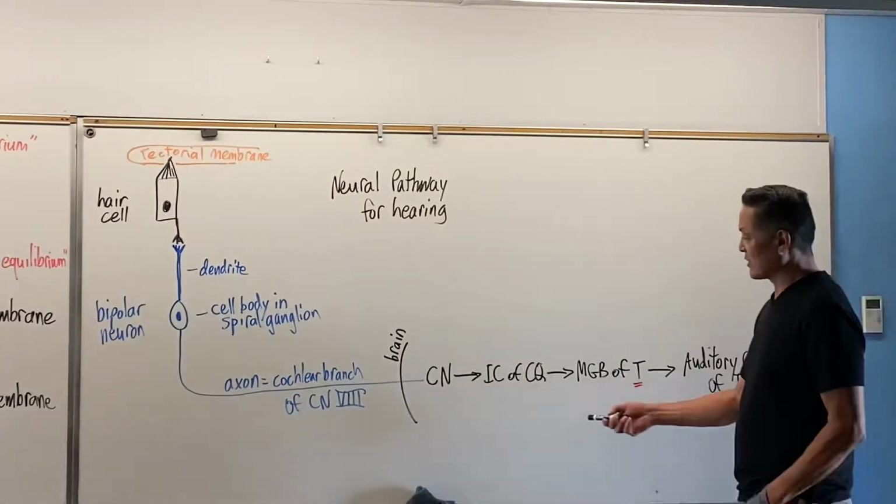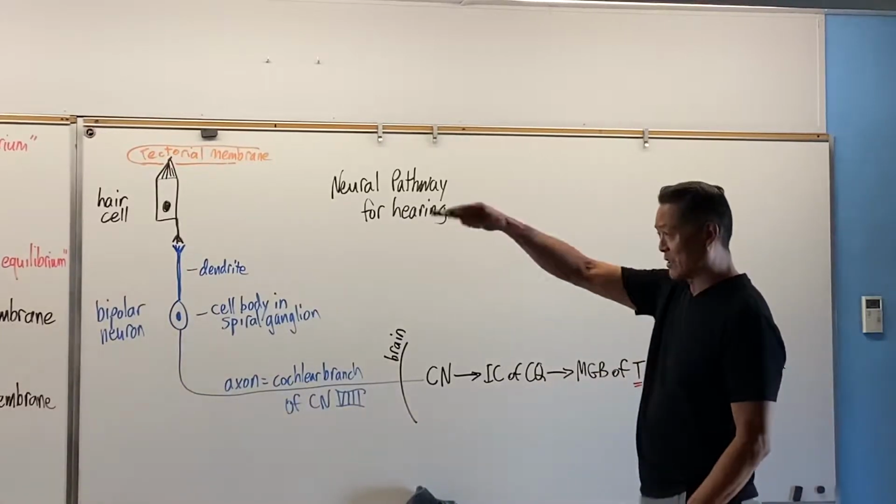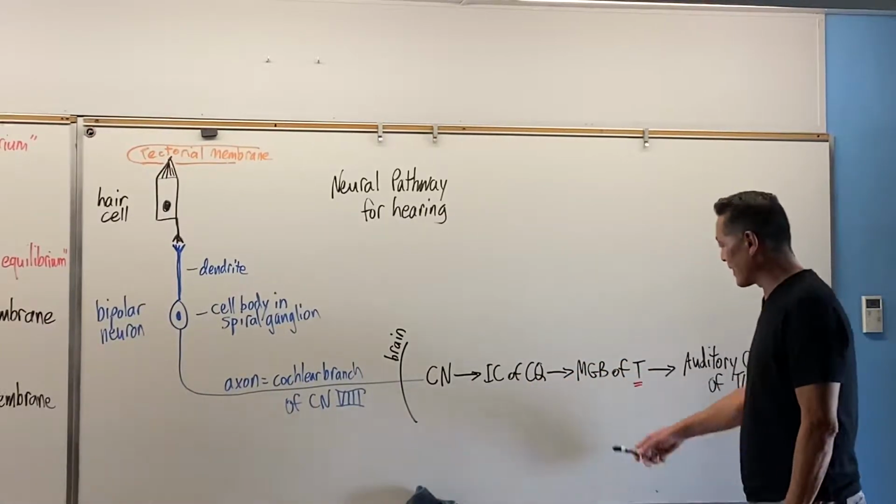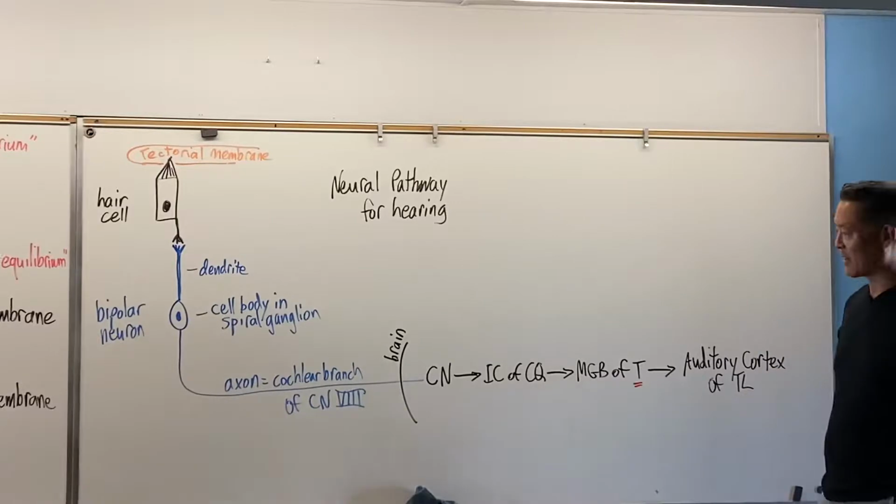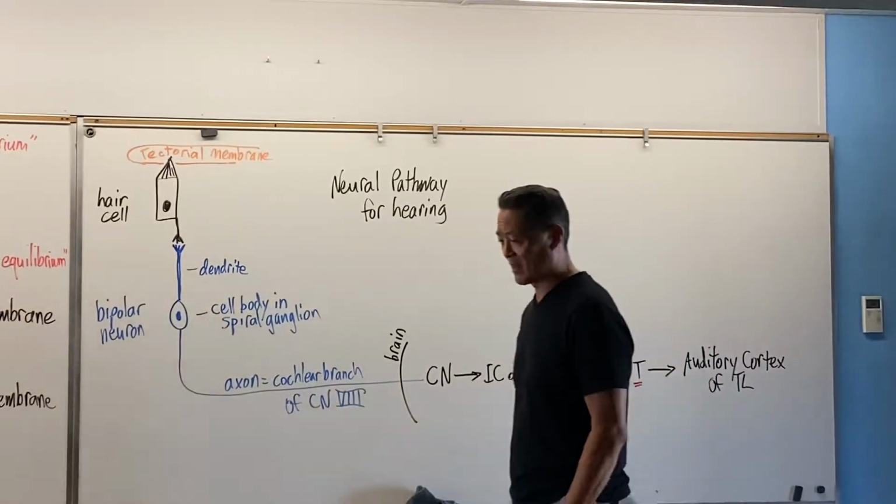So a lot of this is similar. We're in the corpora quadrigemina, that's superior colliculi, this is inferior colliculi. That's the lateral geniculate body of the thalamus, this is the medial geniculate body of the thalamus.